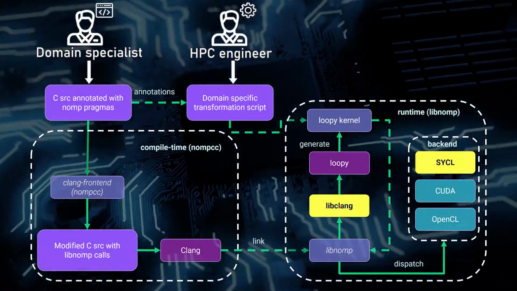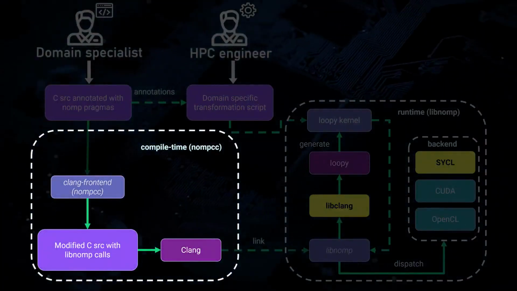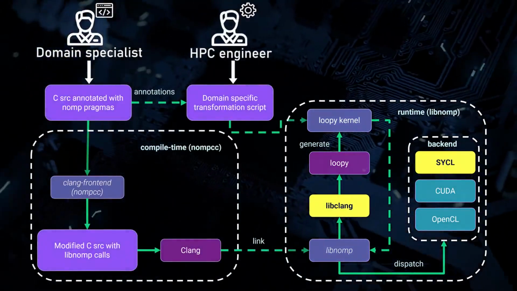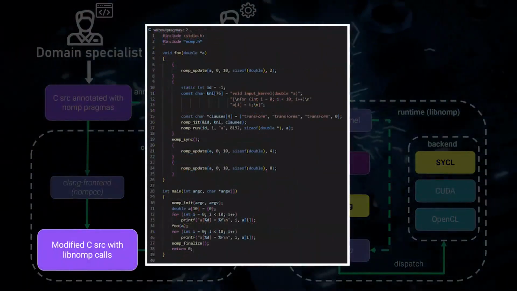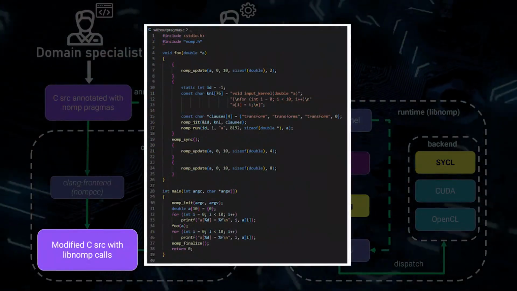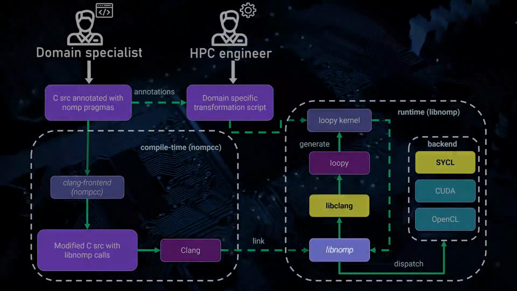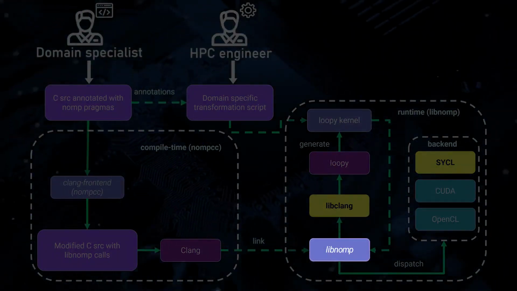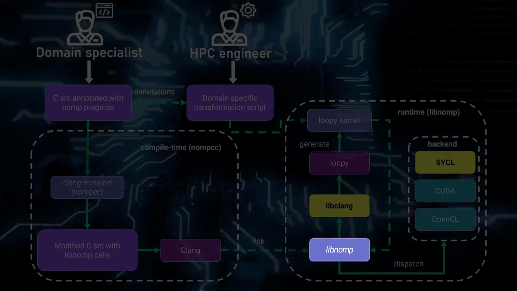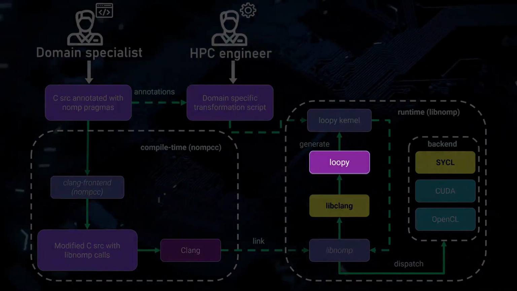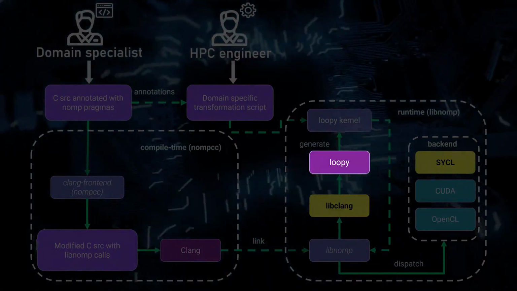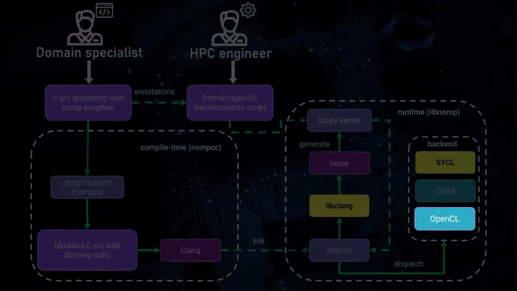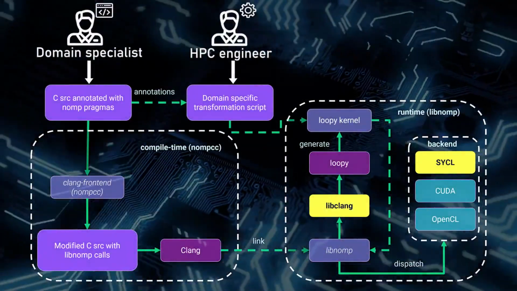NOMP has two major components, the NOMP compiler, nomp-cc, and the NOMP runtime, libnomp. At compile time, nomp-cc replaces NOMP pragmas with NOMP runtime calls and links them with the NOMP runtime. Libnomp is the loopy-based runtime of NOMP, which can generate and tune device code from the C source at execution time. Loopy is an external Python library that supports kernel transformations and backend-specific device code generation. It supports OpenCL, CUDA, and SYCL kernel generation.